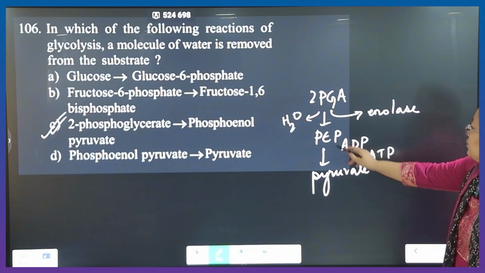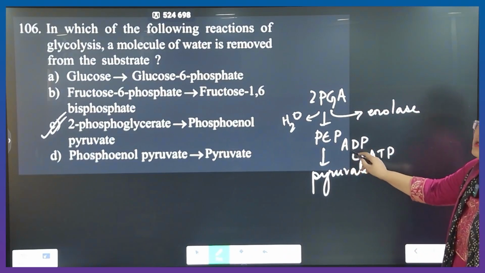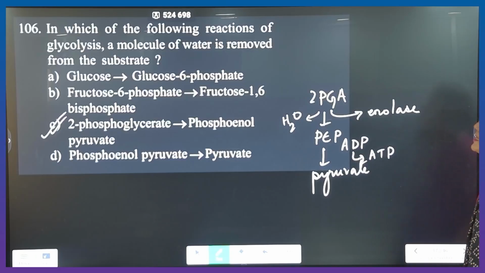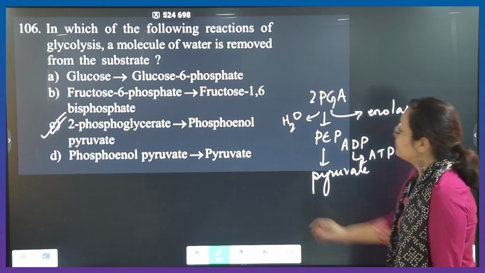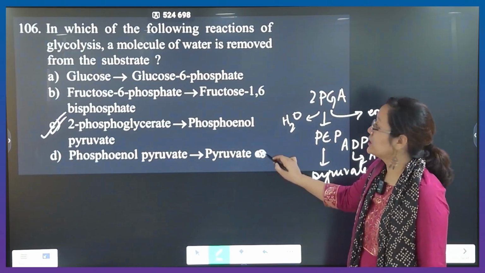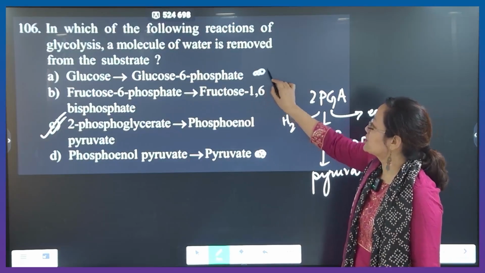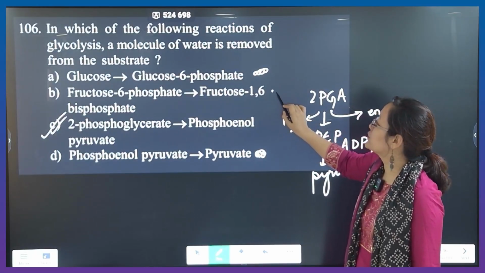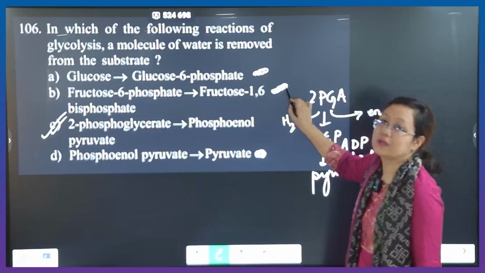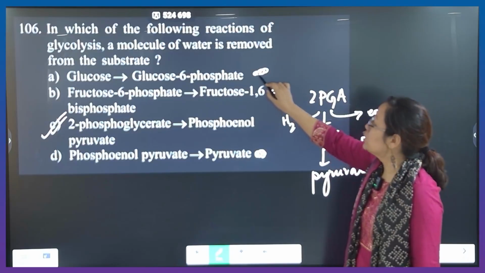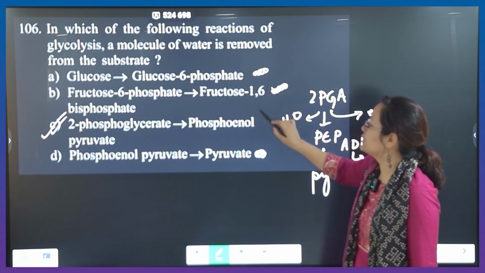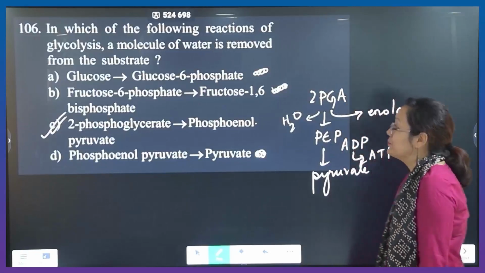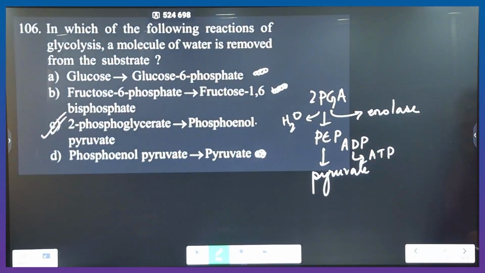उसके बाद PEP to pyruvate, PEP to pyruvate, this will be substrate level phosphorylation. So 106 will be C. तो when you study, ये तो substrate level phosphorylation है. Glucose to glucose 6 phosphate ये तो energy consuming step है. Fructose 6 phosphate to fructose 1,6 biphosphate ये भी energy consuming reaction है. तो enzyme as well as type of reaction बार बार इसमें लिख करके रखना so that it will keep on revising. तो answer तो C हो गया.